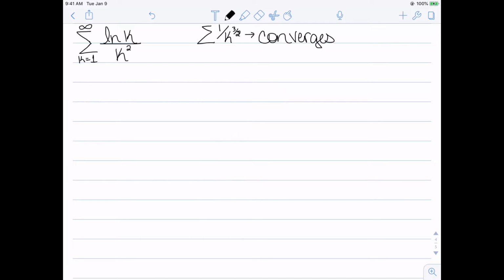The first time I used 1 over k squared, and then I used 1 over k, so this time I'm going to go directly in the middle and look at the summation of 1 over k to the 3 halves, which by p-series does converge. So once again, we take the limit as k goes to infinity of the original series divided by the comparison series, and once again I went ahead and wrote that as the multiplication by the reciprocal. Multiplying that out gives us the limit as k goes to infinity of ln of k over k to the 1/2.